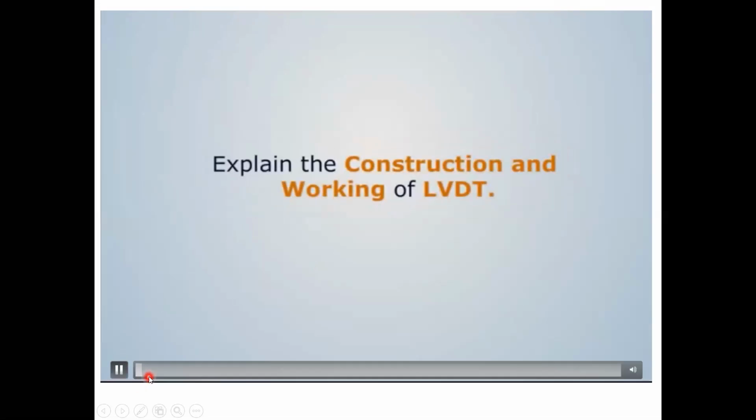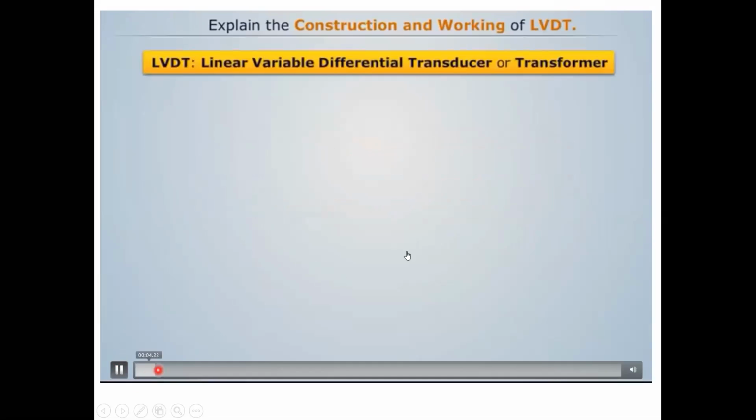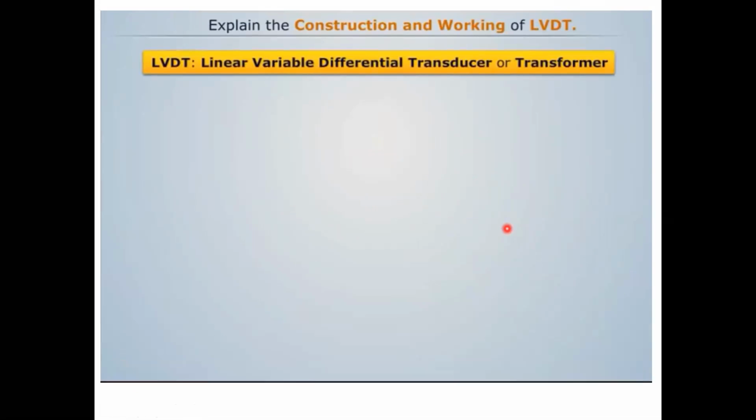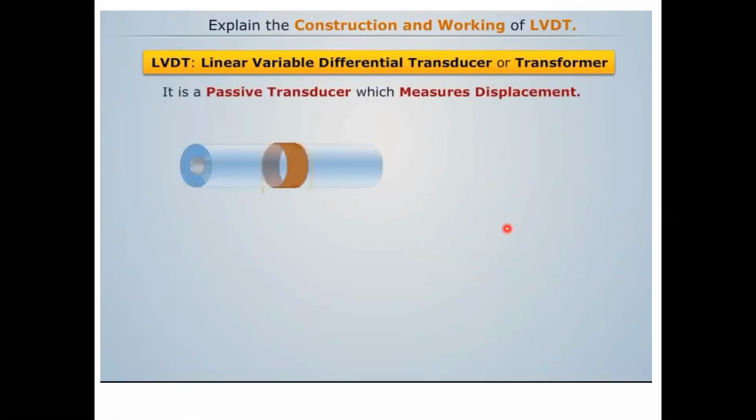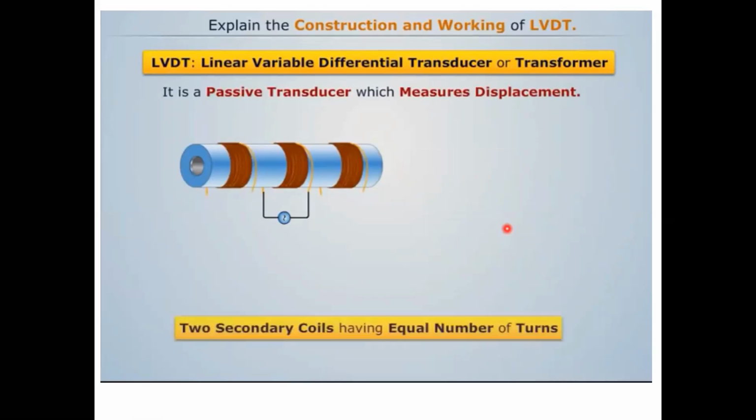Explain the construction and working of LVDT. LVDT is also known as linear variable differential transducer or transformer. It is a passive transducer which measures displacement. It consists of a primary coil wound on a hollow cylindrical rod and is connected to the AC source. It also consists of two secondary coils having an equal number of turns, wound on the hollow cylinder at equal distance on either side of the primary coil.